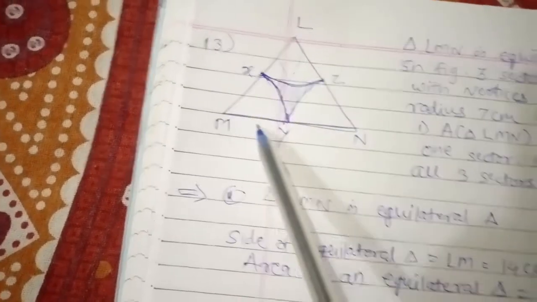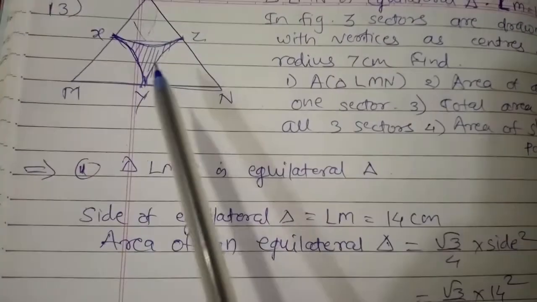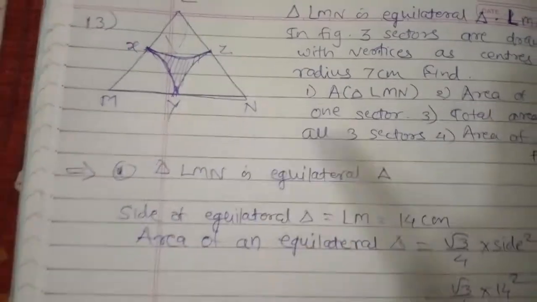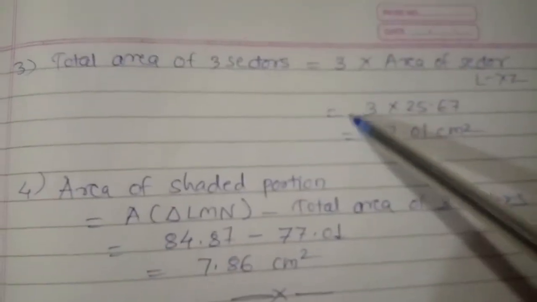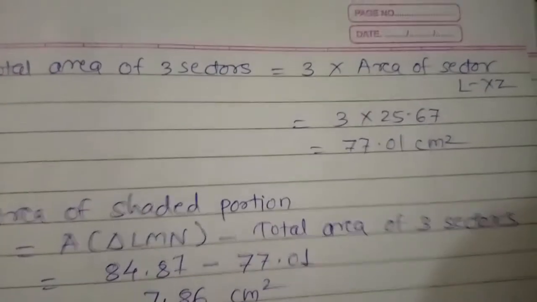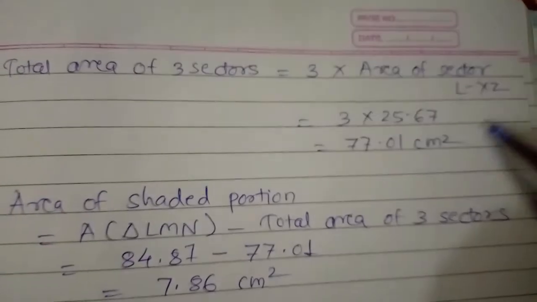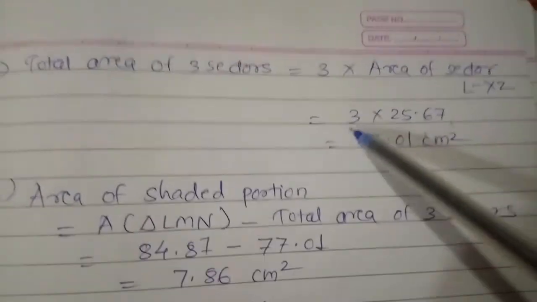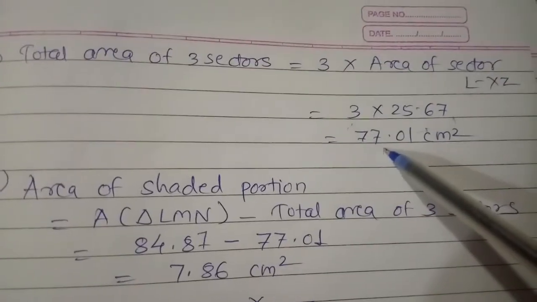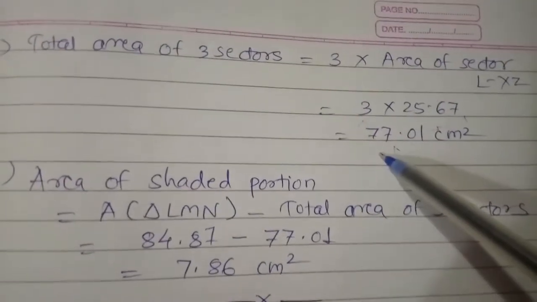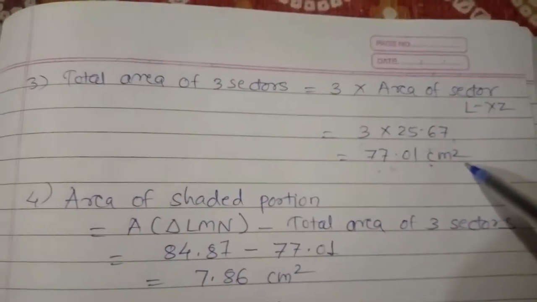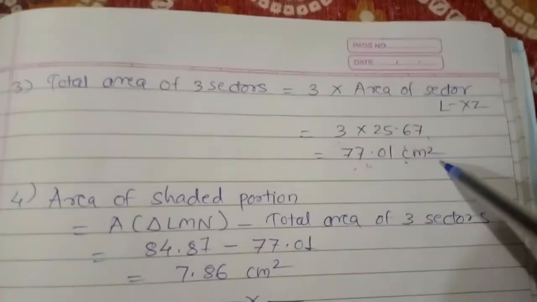So for finding the area of 3 sectors, we have to multiply this answer by 3. So here see the total area of 3 sectors is equal to 3 into area of sector L dash XZ, which we found as 25.67 into 3. So by solving this, we'll get 77.01 centimeter square. So it is the total area of 3 sectors.